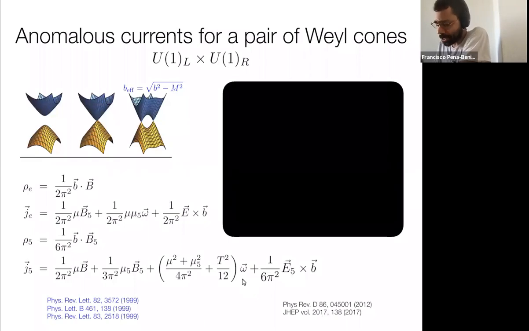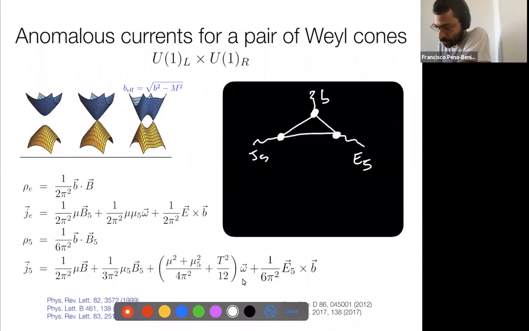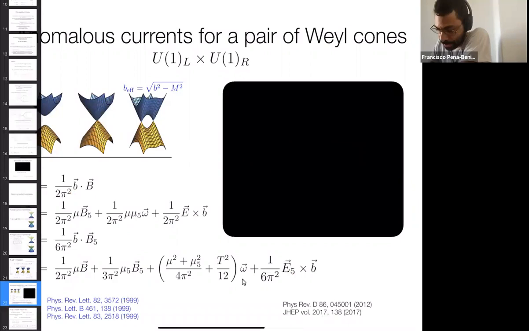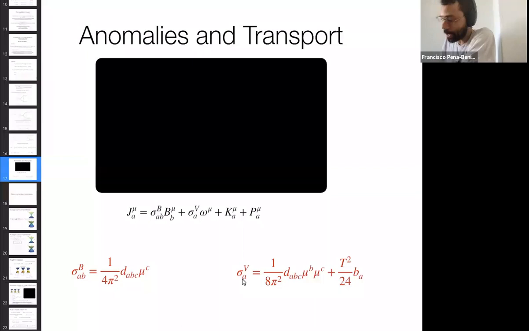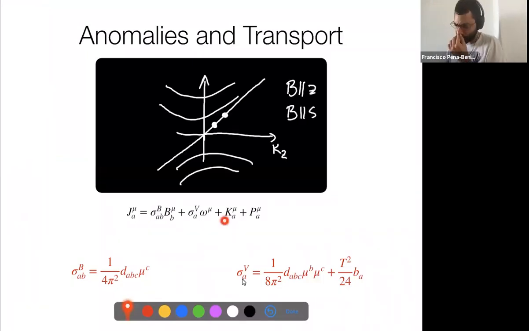Somehow, these quantities, this term here and this E cross B, are related between them. The reason for them to be there comes from, let me go back here. When I was discussing this slide, I forgot to mention what these two things here are. These two quantities are just some polynomials in the background fields, which are necessary by consistency.